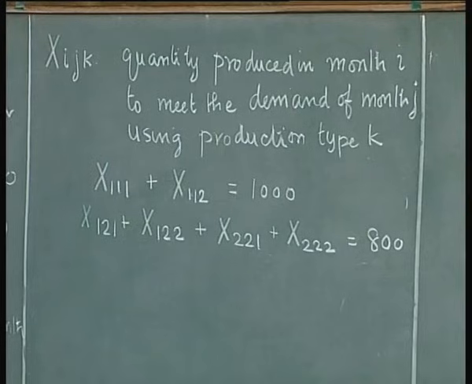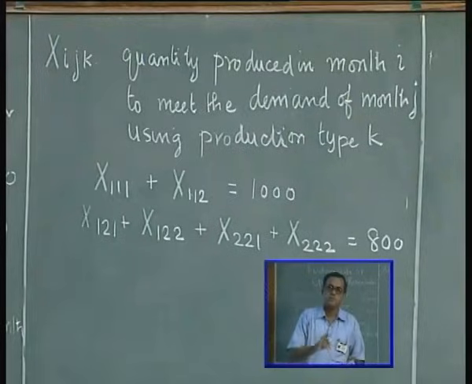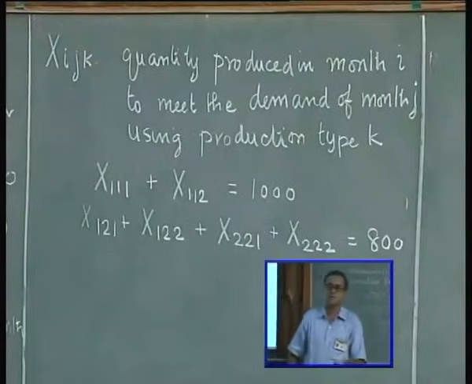Now, as far as the third month is concerned, we can meet the third month's demand by 6 ways: producing in the first month, regular time and overtime, producing in the second month, regular time and overtime, and producing in the third month, regular time and overtime.